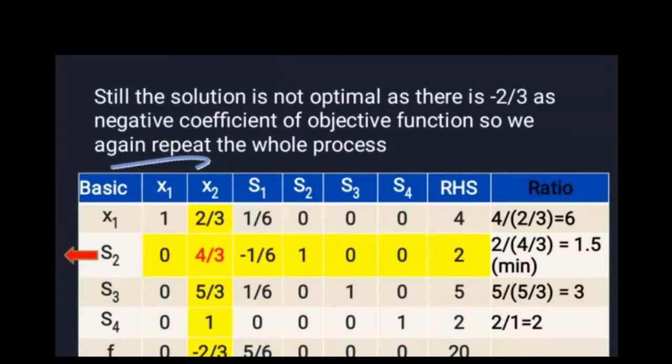Now the new S4 row is equal to the old row minus the coefficient of the pivot column multiplied by the new pivot row. After calculating these values, we got the new S4 row is equal to 0, 1, 0, 0, 1, 2. Now the new F row is equal to the old row minus the coefficient of the pivot column multiplied by the new pivot row. We got the new F row, which is 0, minus 2 by 3, 5 by 6, 0, 0, 0, 20.